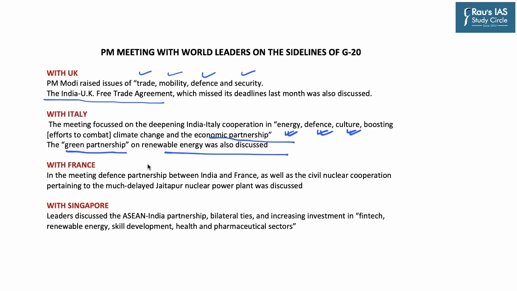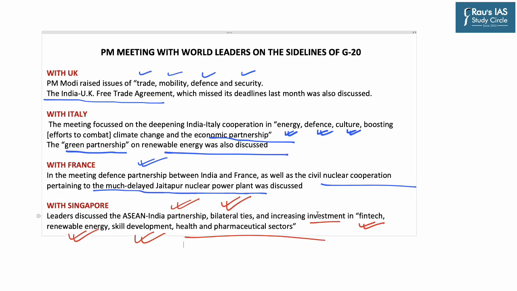Further, in his meeting with the French President, the Prime Minister of India focused on the defence partnership and also discussed the civil nuclear cooperation pertaining to the much delayed Jaitapur nuclear power plant. Further, the Indian Prime Minister with ASEAN leaders discussed the ASEAN-India partnership, bilateral ties with the ASEAN members, and also increasing investment in the fintech industry, renewable energy, skill development, health and also pharmaceutical sectors.